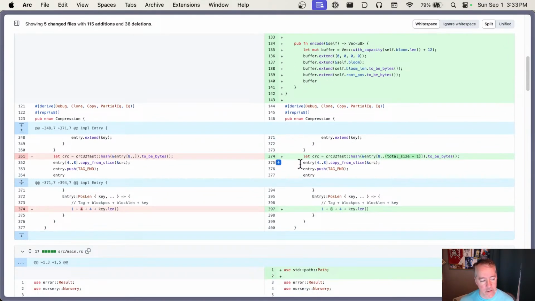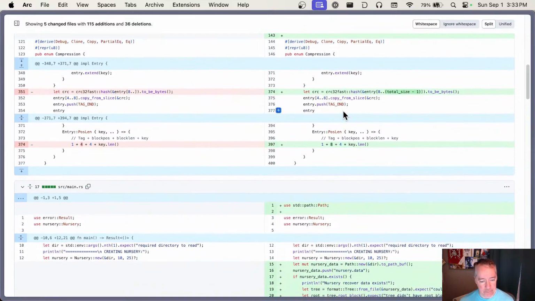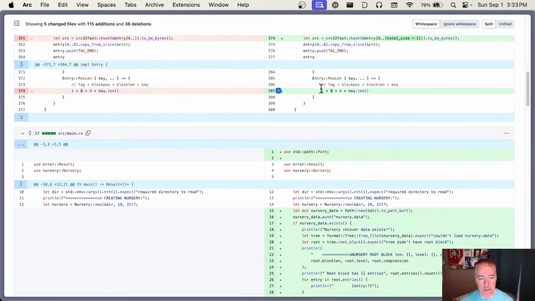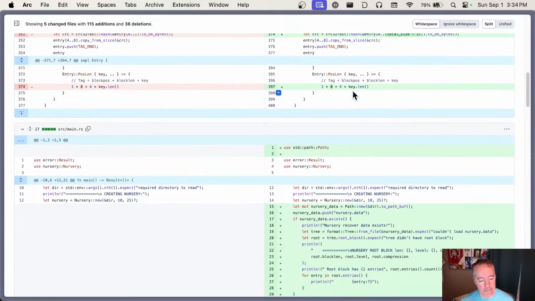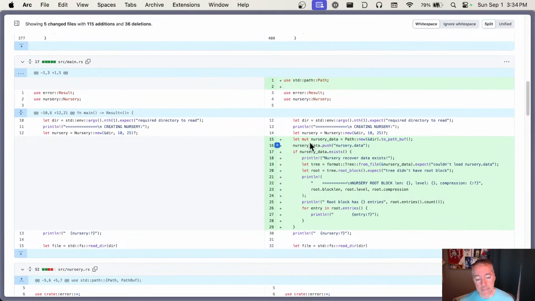We also fixed some bugs. You can see here we were fixing the CRC calculation, which was preventing us from reading this correctly, reading stuff back that we had written in the previous session. And of course we fixed some offset bugs right there, in terms of computing how big the space needs to be to encode a single entry, and we were off by 4 bytes there, which was not good. And then we were just looking at inspecting this recovered nursery data.